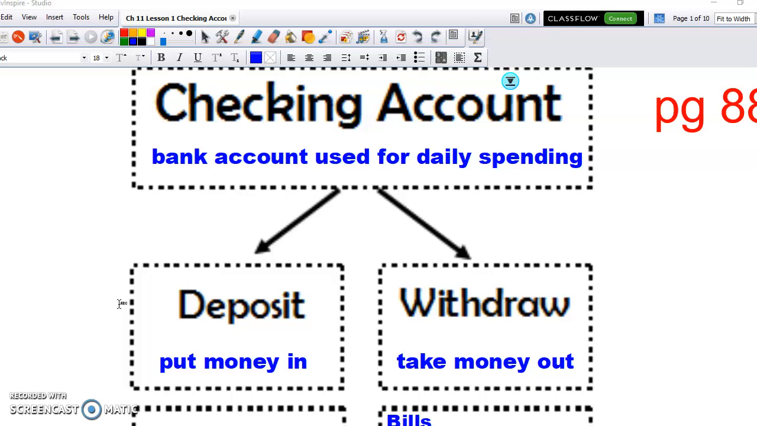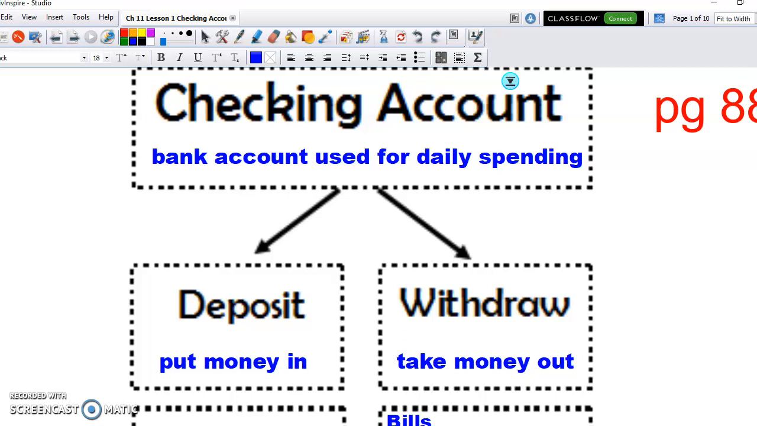So today I wanted to talk to you about checking accounts. Please, as I am teaching, be writing this down. You have your Math Interactive Notebook. You can write yourself notes as I am talking, so please do so. We're going to be talking about checking accounts.